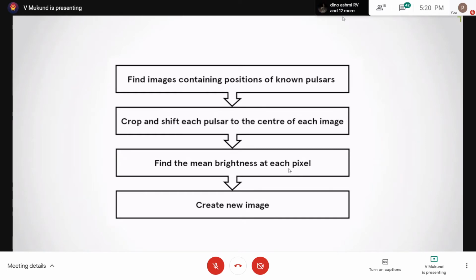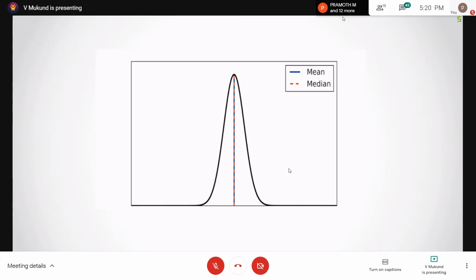This is a flow chart of how stacking is done. First, find images containing the position of the known pulsars. Crop and shift each pulsar to the center of each image. Then find the mean brightness at each pixel of the image. And then we get a new image, which is a clear input image of the pulsar that is being observed. So this is how stacking is done, and we move to the next one.